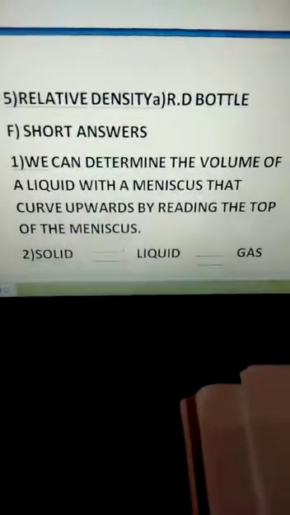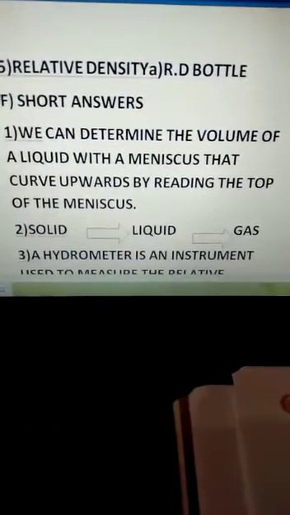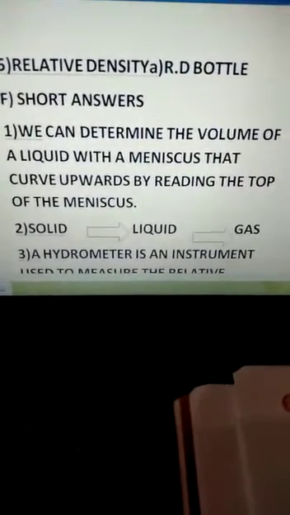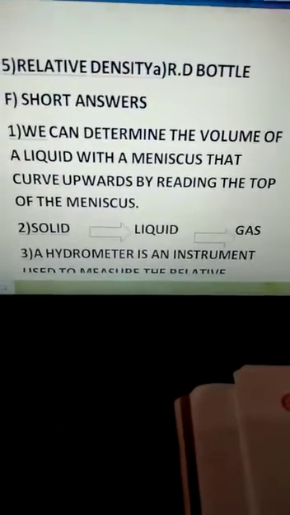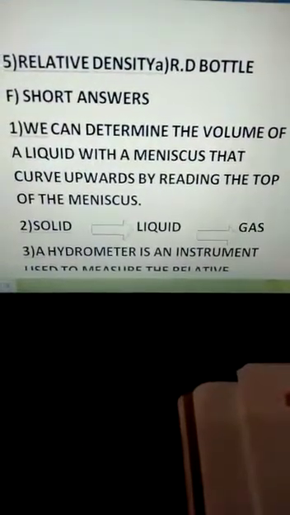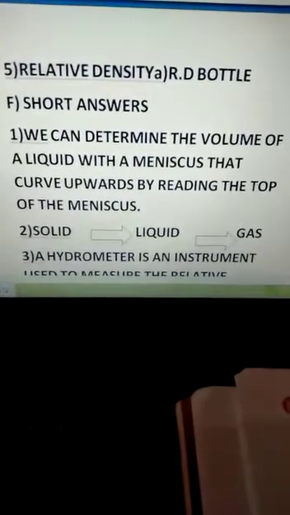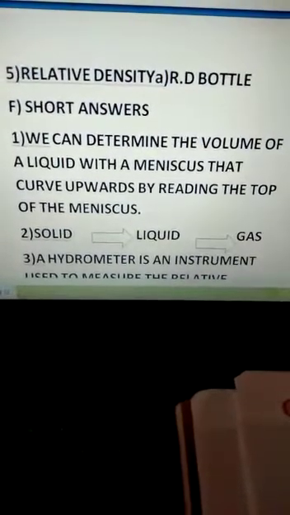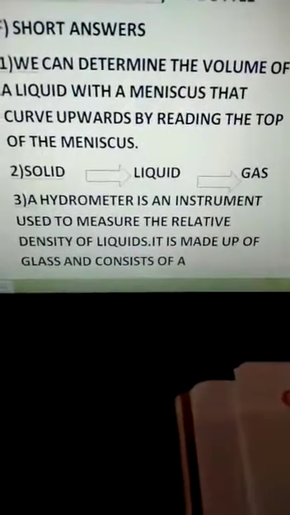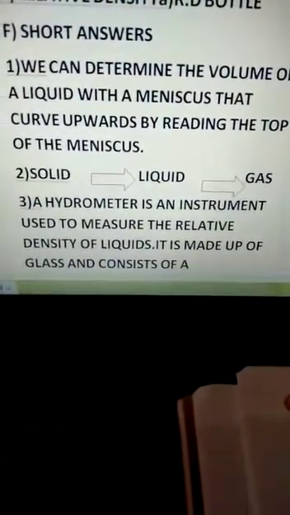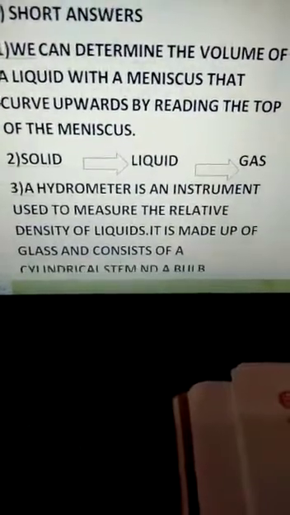Move on to short answers. We can determine the volume of a liquid with a meniscus that curves upwards by reading the top of the meniscus, that we had discussed while discussing the chapter. If the meniscus curves upwards, we read the top. If down, we will read the bottom one. Now the second one, write down the order of the density decrease. First solid has the maximum density, then liquid, then gases.